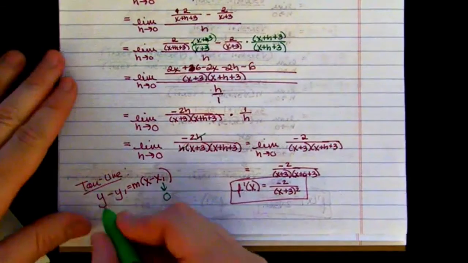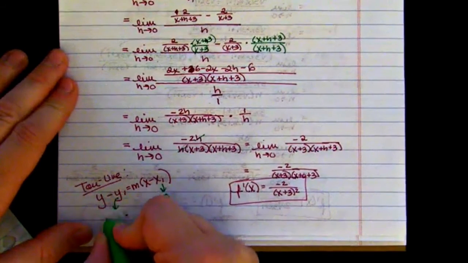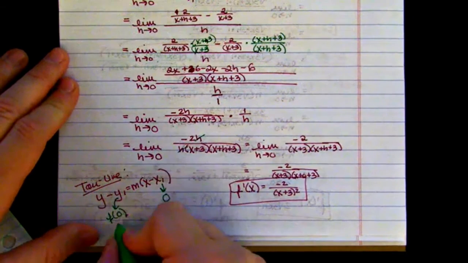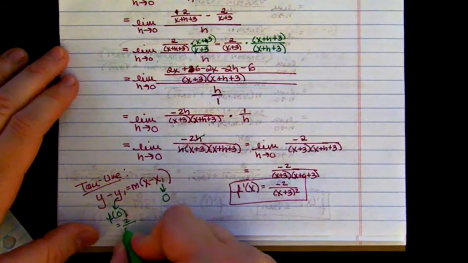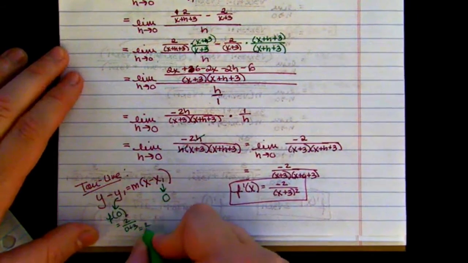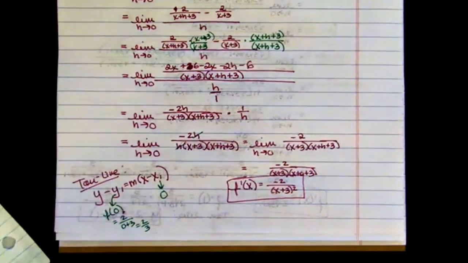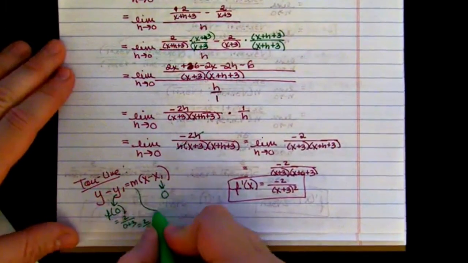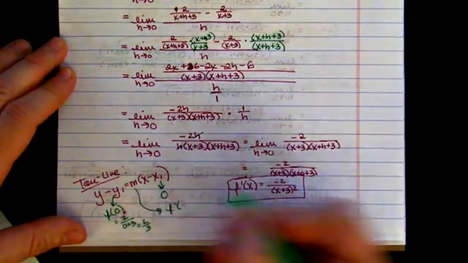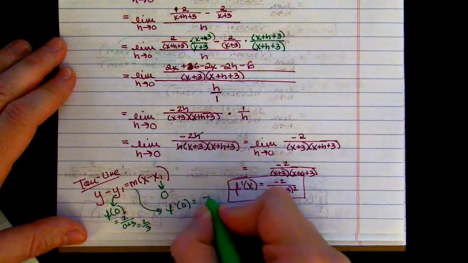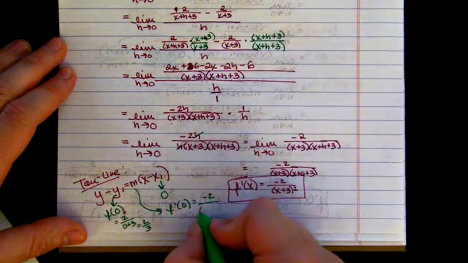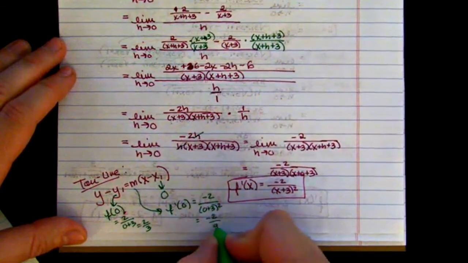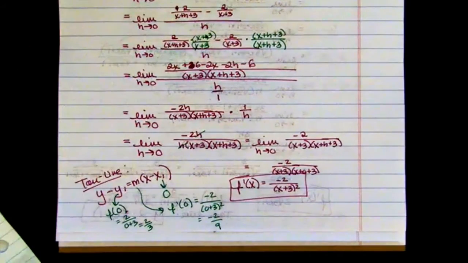I'm just going to go and plug back into the original function. I'm going to go find f of 0, which is going to give me 2 over 0 plus 3, or 2/3. How am I going to find m? I'm going to go and plug into the derivative. I'm going to get f prime of 0 equals negative 2 over 0 plus 3 squared. That's negative 2/9, I think, I hope.